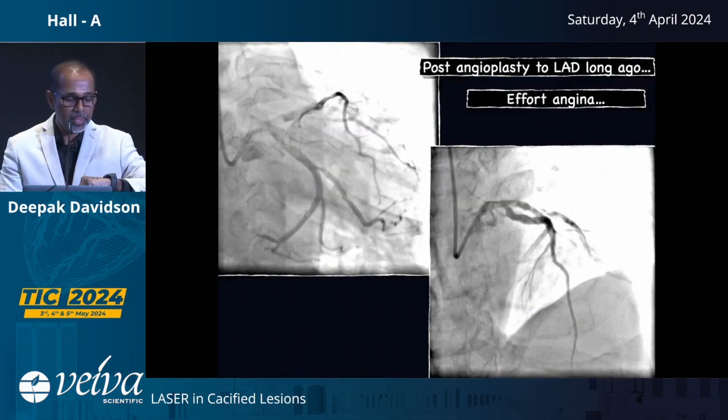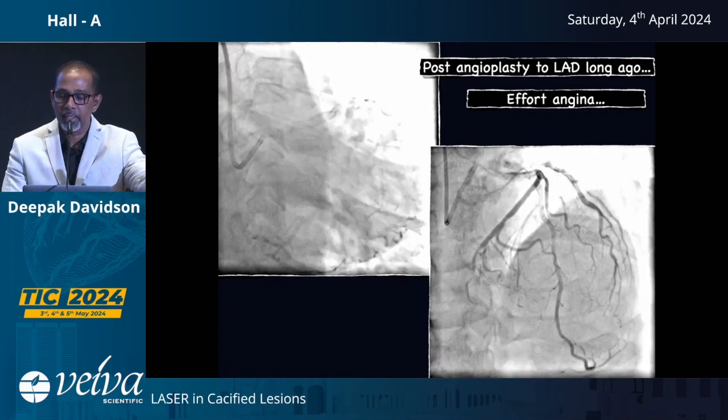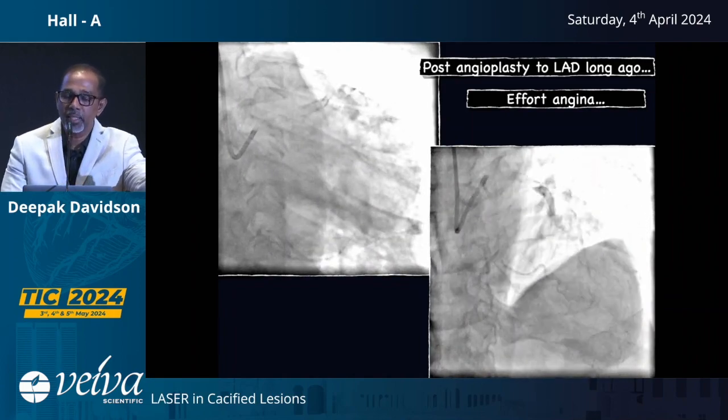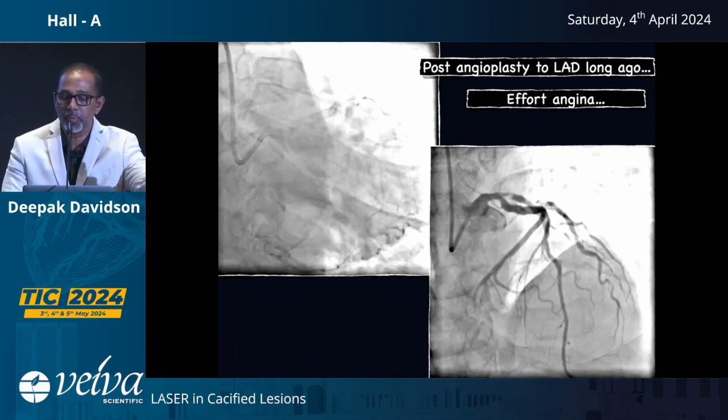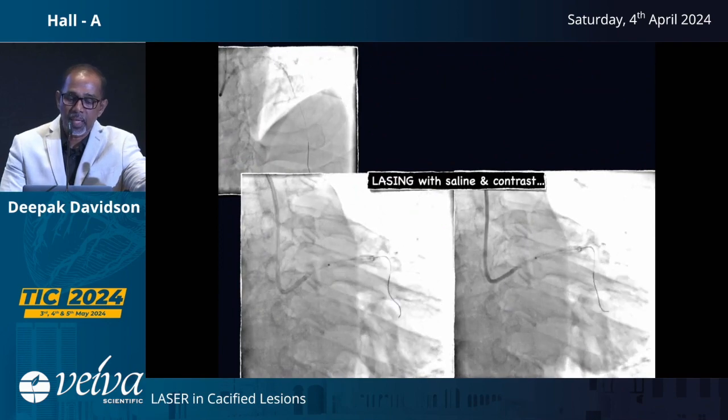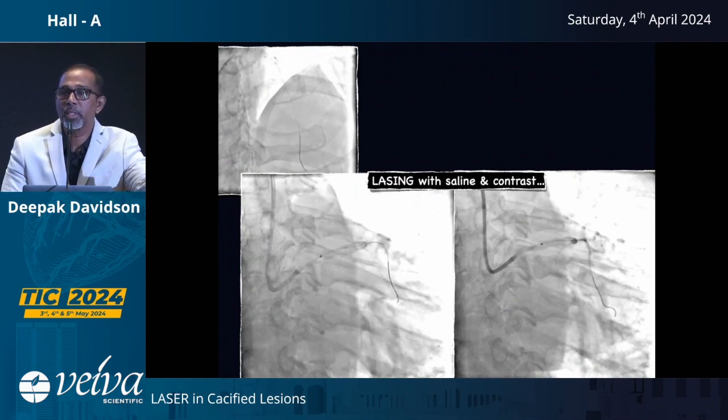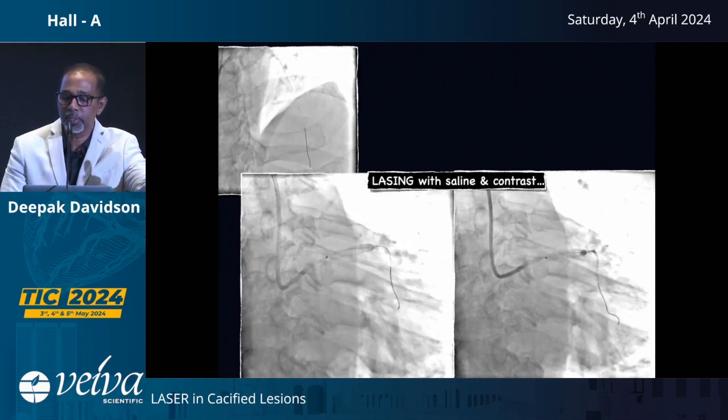Well, this is another patient who had stenting to the LAD long ago. He presented with effort angina. You could see that there is tight stenosis in the proximal left anterior descending artery, and it was managed at a nearby center. They were not able to dilate the lesion, so he was referred to us.